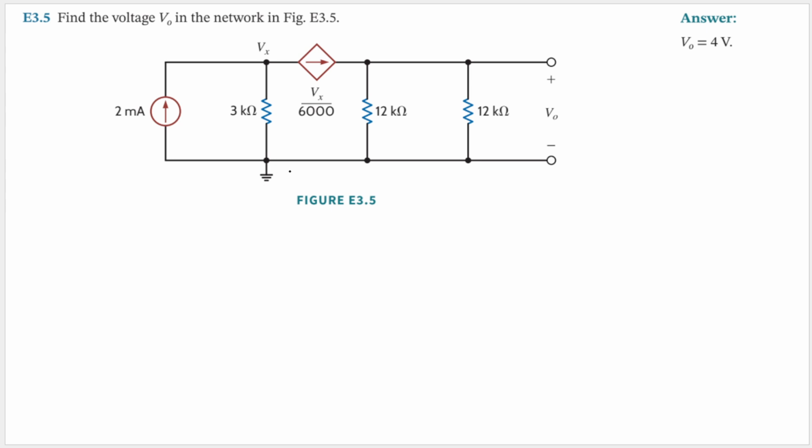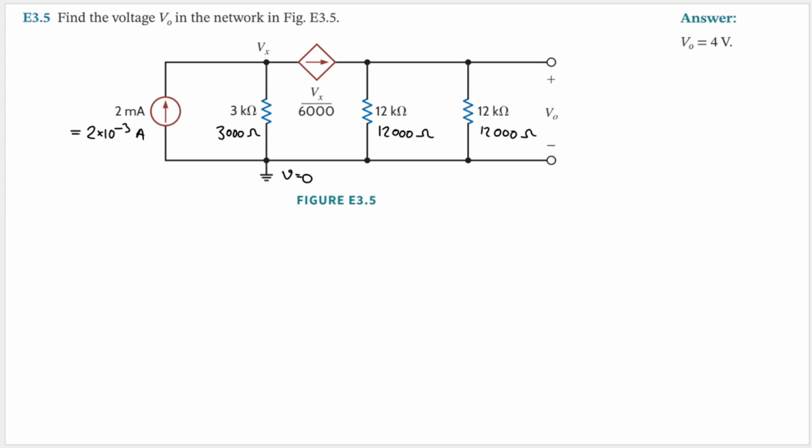The ground is here, so the voltage here will be 0. And I think because this is confusing, I need to convert all the components into SI units. So this 2 milliampere is 2 multiplied by 10 to the minus 3 ampere. Then this one will be 3000 ohm. And I assume that this is Vx divided by 6000 in SI units. So we'll have 12,000 ohm here, and here we also have 12,000 ohm.